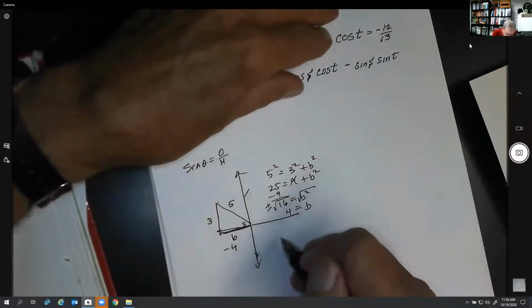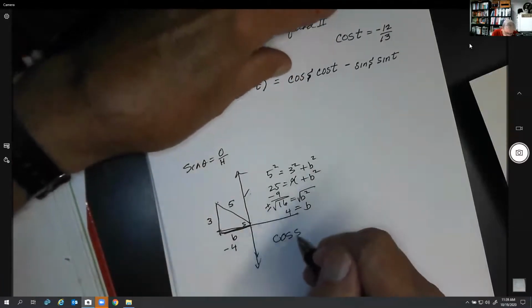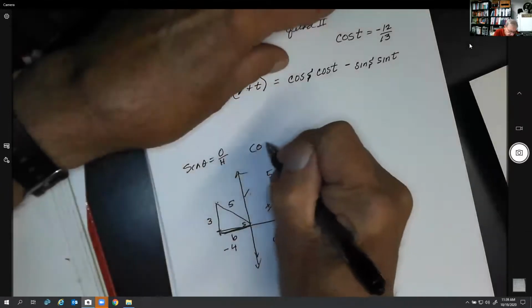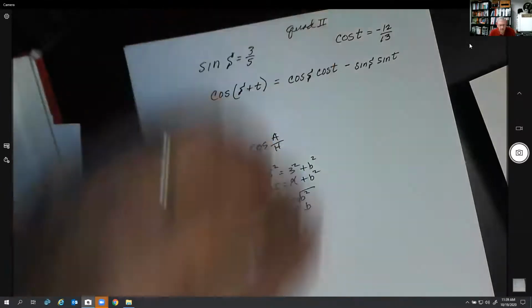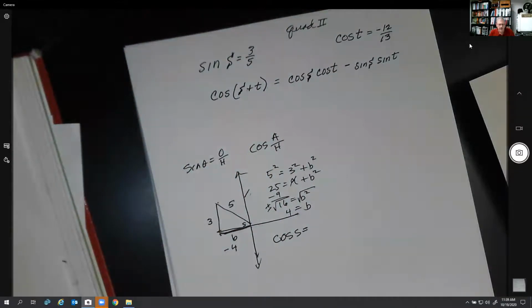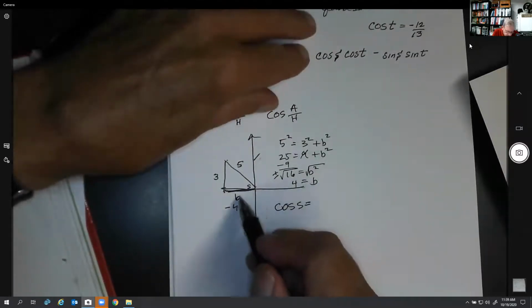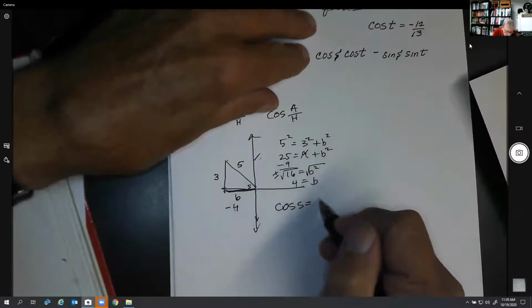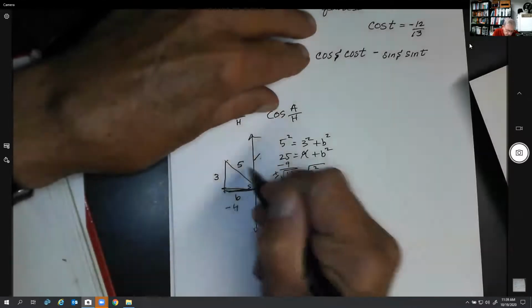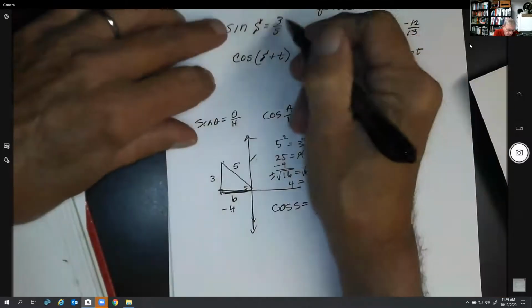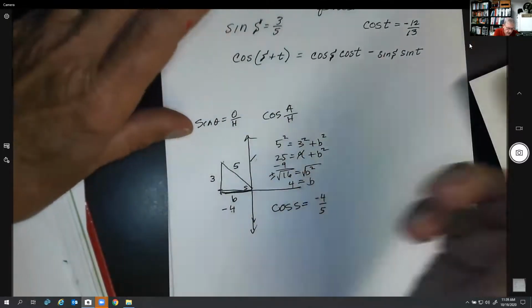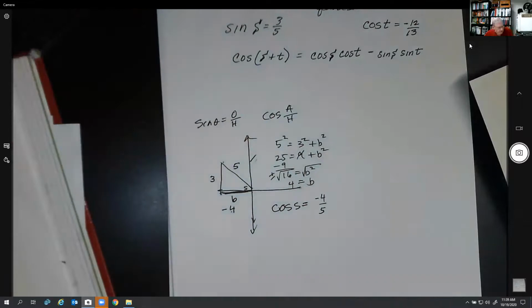So what would the cosine now be? The cosine of S is the adjacent over the hypotenuse. See, those things we learned earlier come back, we have to still use them. So the cosine of this would be the adjacent, which is -4, over the hypotenuse, which is 5. So now we know the cosine of S. We could write it up here if we want to. Let's do it in a different color so we can see that. It wasn't originally there.